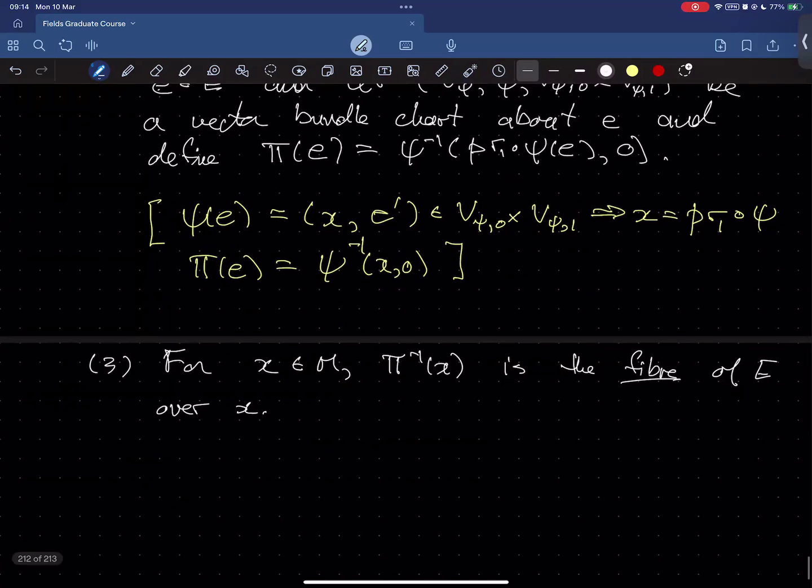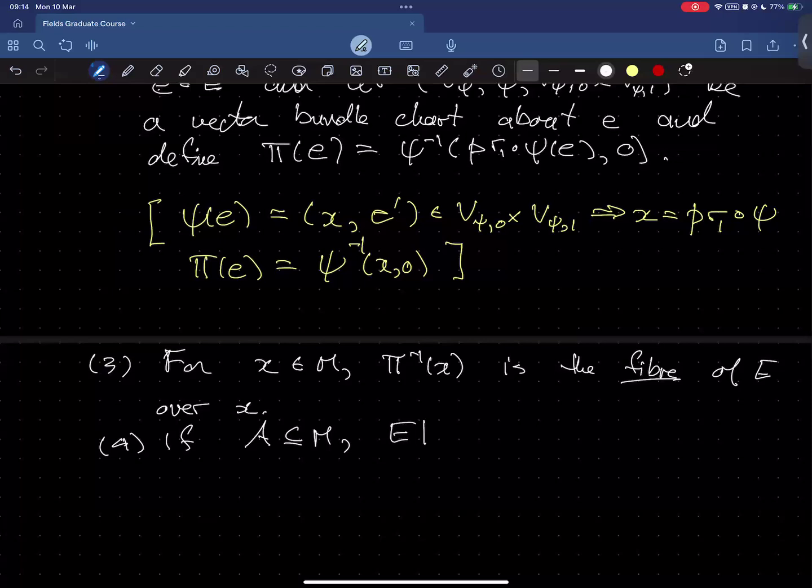And then finally, if I take a subset A of M, I'm going to denote E restricted to A to be pi inverse of A. So this is basically the set of all fibers over points in A. Those are some definitions. This thing that I just wrote is called the restriction of E to A.